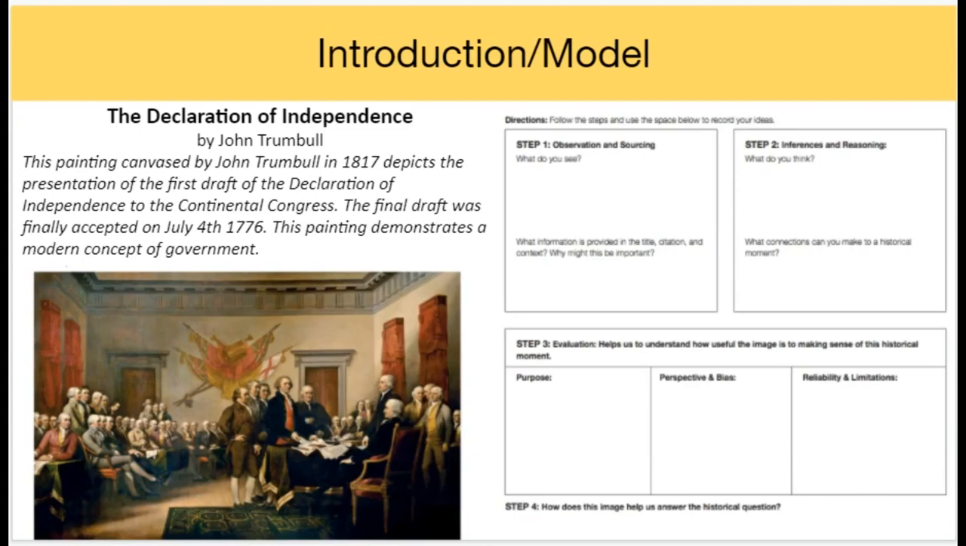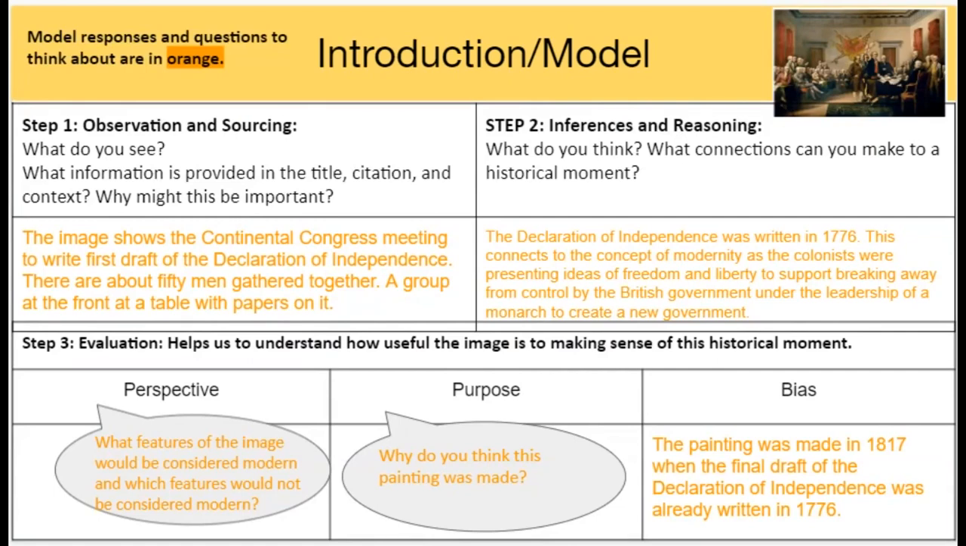So in this lesson, the social studies people gave model responses for the observation and sourcing: that it was the Continental Congress when they met with the Declaration, right? 50 men gathered. And it's what they see, and it has a title, citation, context. Why might you have to know that? Next, inference. What do you think? What connections can you make to a historical moment?